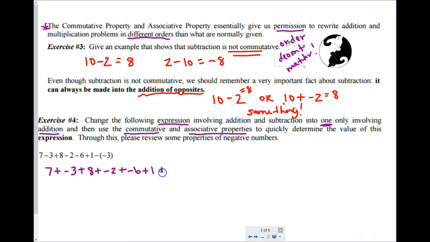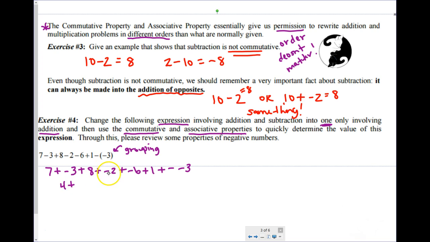And then here's where this kind of gets tricky. This is like saying plus, minus, minus 3. Now, these symbols are grouping symbols. And what did we just learn about grouping? They can be dropped in addition and subtraction. So I'm going to drop it. And now I'm going to take a look at this. 7 plus negative 3. That is a 4.